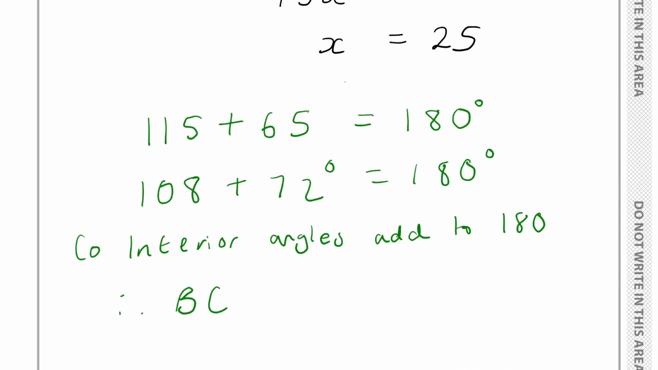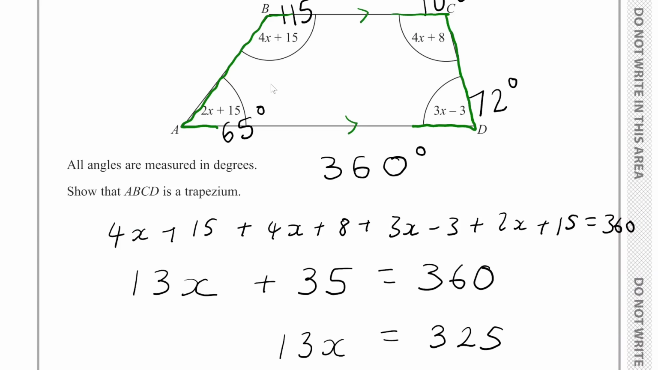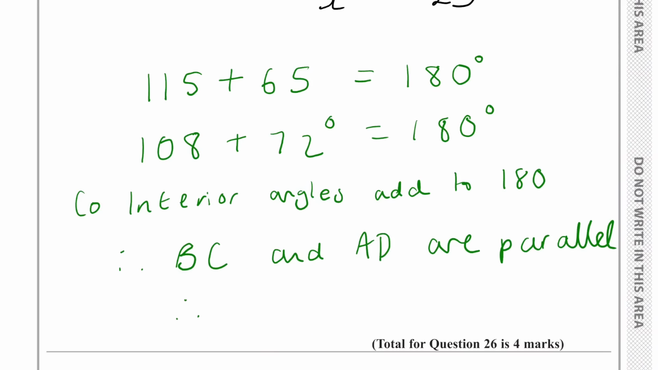Therefore, B to C and A to D are parallel lines, which makes it a trapezium. ABCD is a trapezium.